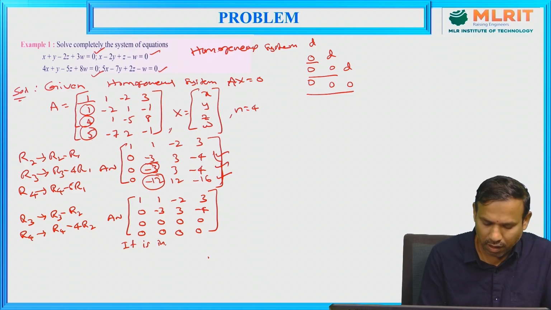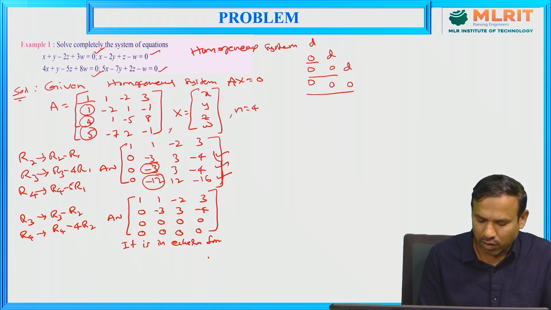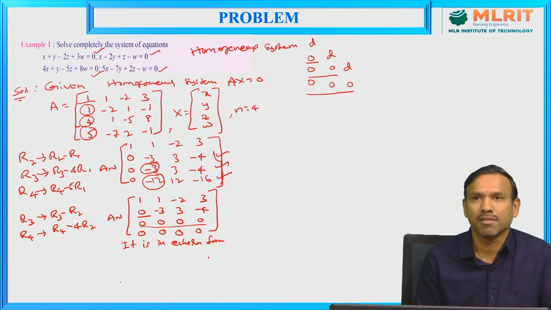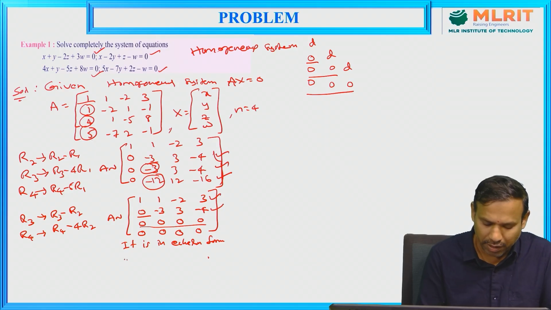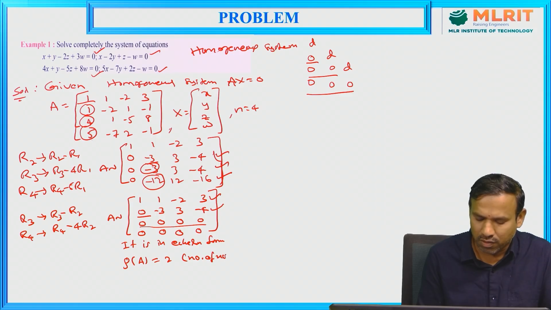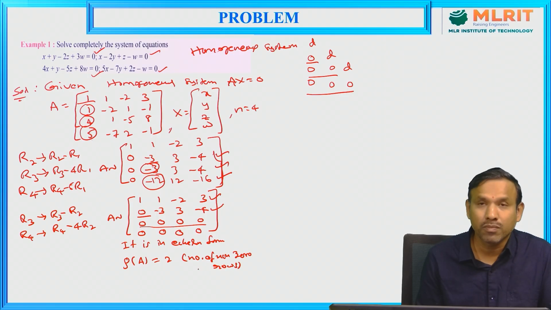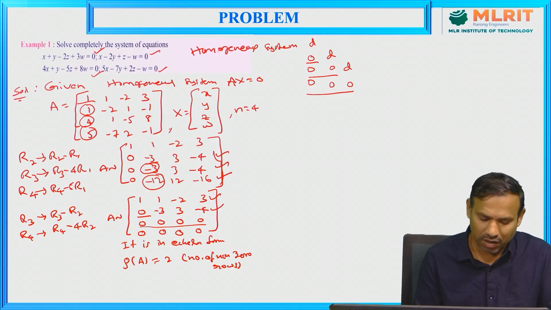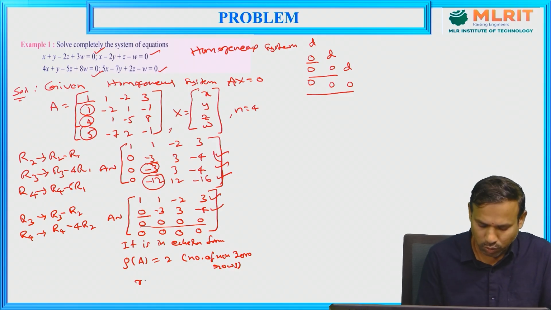So clearly it is in echelon form. How can we say it is in echelon form? Very clearly, zeros before the first non-zero entries, increasing. So how many zero rows here? 2 zero rows. How many non-zero rows? 2. So what could be the rank of the matrix? Rank of the matrix is 2. We know very well the number of non-zero rows will be considered as the rank of the matrix. Now here very clearly the rank of the matrix is 2.